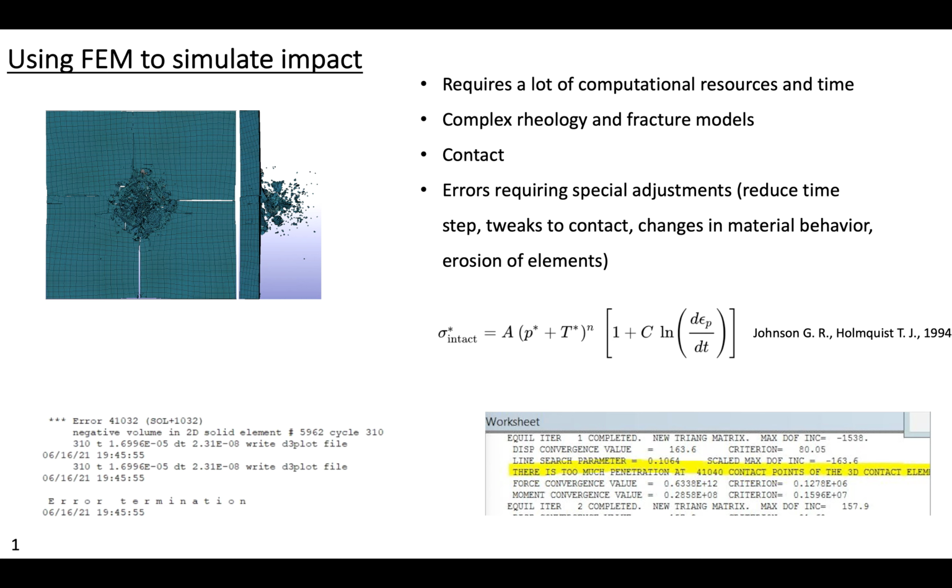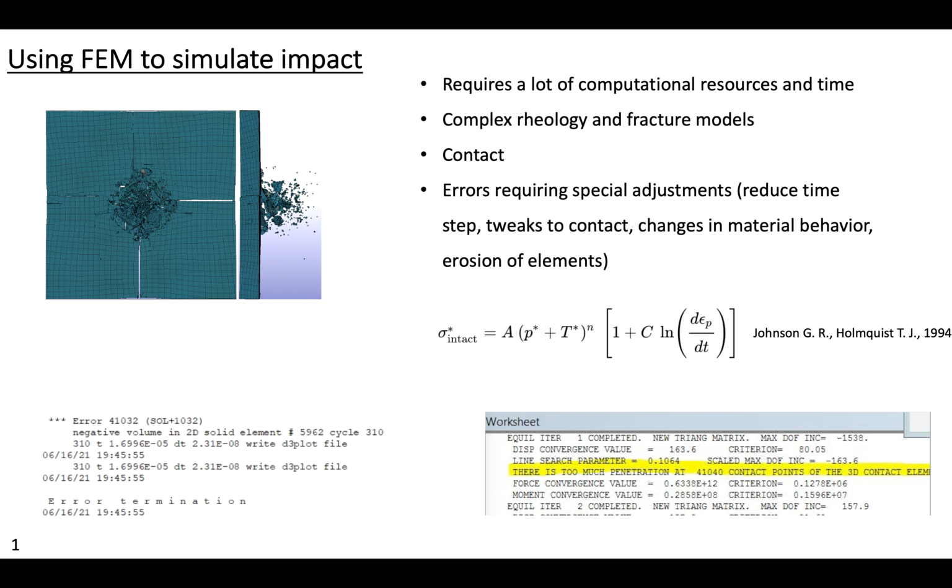This is a very complicated task from the perspective of numerical methods, as it requires a lot of computational resources and application of complex material models and fracture models. Usually it involves contact. So there are a lot of errors in course of the simulation due to extreme deformations of the mesh. For example, on the left you can see a screenshot that was seen by practically everybody who worked with LS-DYNA trying to simulate impact. Negative volume error, which is due to excessive distortion of the elements.